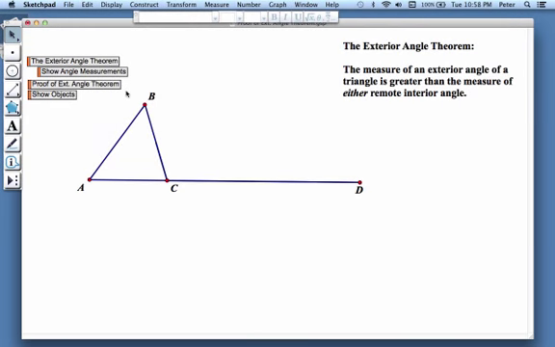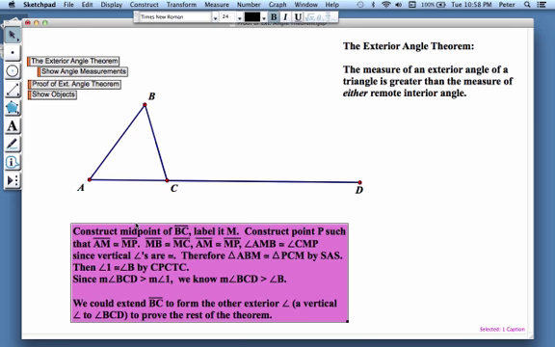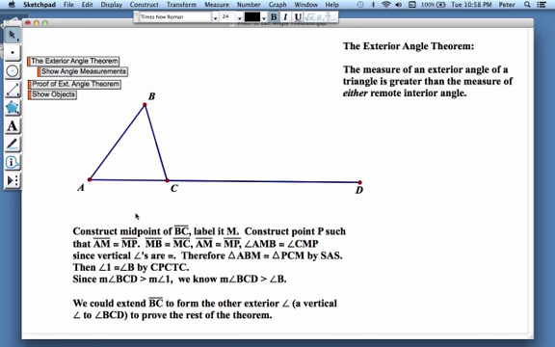Okay, so let's now take a look at a proof of this theorem. The proof is really pretty interesting, and it's unlike anything we've done before. That's why I wanted to show it to you. Not so much that you'll be required to do it, but it's just worth seeing the brilliance of the thought behind it. So they want us to start off by constructing the midpoint of BC and labeling it M. So there I've done that.